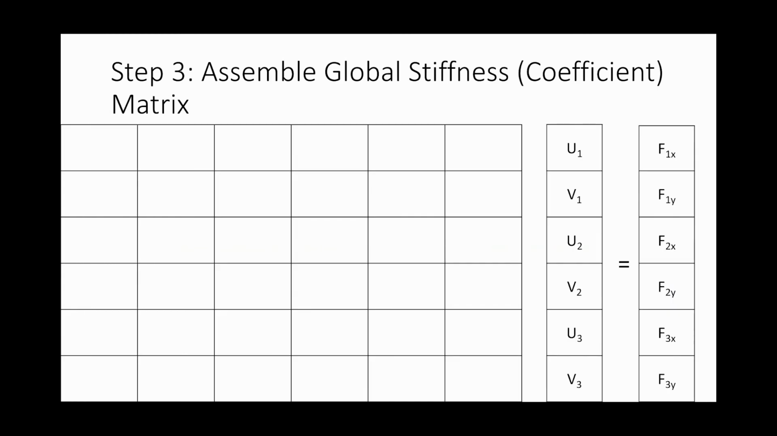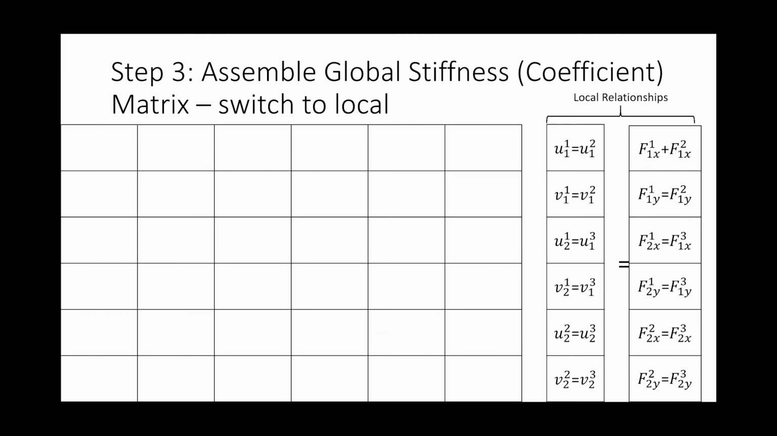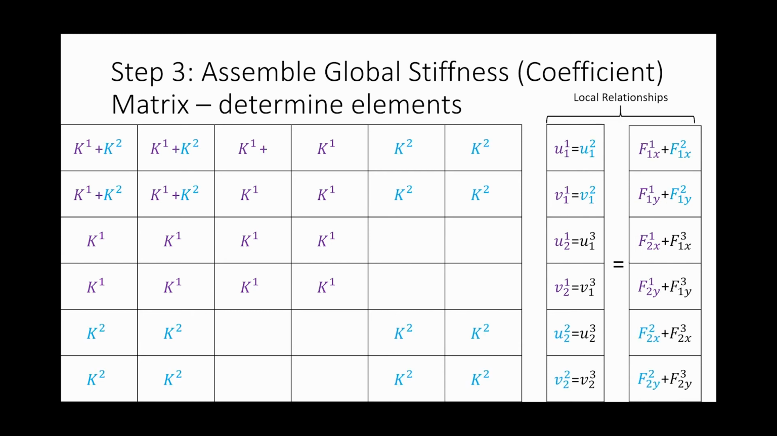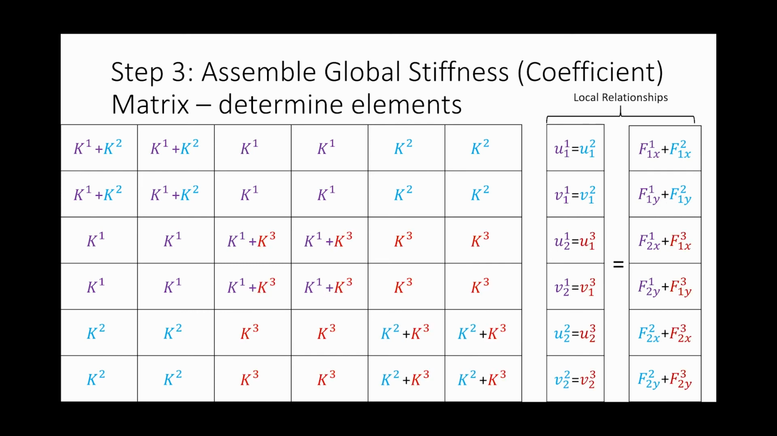So we're going to assemble our global stiffness matrix. We're going to do that by looking at our local relationship. Again, these are plus signs. And really we're going to be looking at what connects our 2 points. So what connects points 1 and points 2? Well, that's element 1. What connects points 1 and 3? That's element 2. And lastly, what connects points 2 and 3? Well, that's element 3.